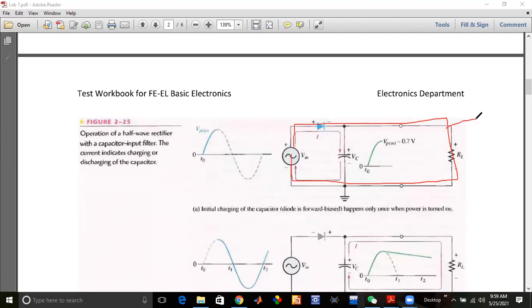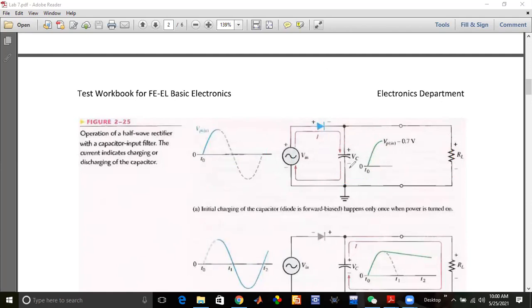And the output across the load will be like this. So there is a strong fluctuation here. But when we apply the capacitor here, this is called the input capacitor. This is below from the load resistor.